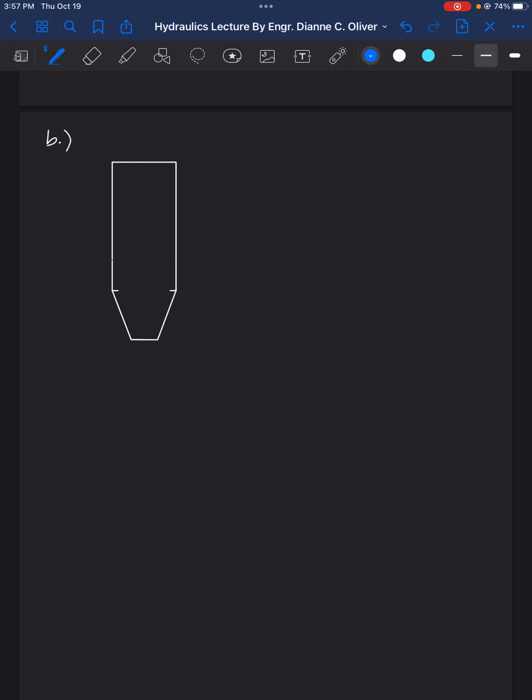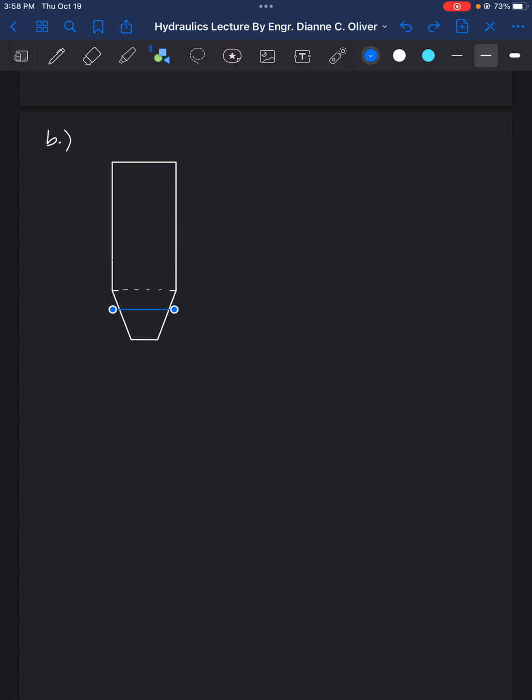Okay, so this is our frustum of a cone. So this is our water surface. So from here, the water surface, and then you will be removing the volume of water at the cone. So obviously it will not go here because the volume of the frustum of a cone is smaller compared with the volume here at the cylinder. So what will happen to the level of the water surface here?